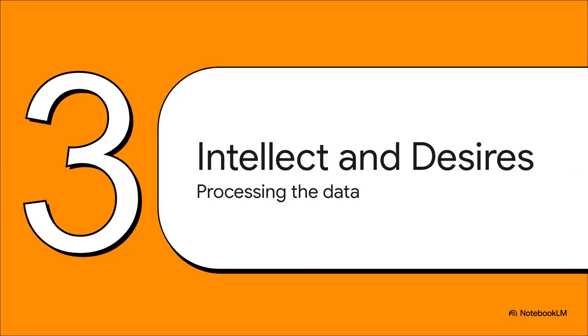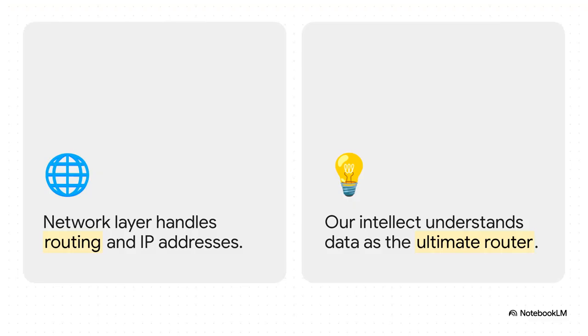Let's move to part 3, processing, which covers intellect and desires. This brings us up to layer 3, the network layer. In IT, this layer is all about IP addresses and routing. It decides where the data actually needs to go and how it relates to the rest of the network. Spiritually, this correlates flawlessly to our intellect, or what is called buddhi. Once the mind has gathered those sensory frames we just talked about, the intellect steps in to understand the use of that data. It figures out where to send it and how it relates to our lives. The intellect is essentially the ultimate router of human experience.